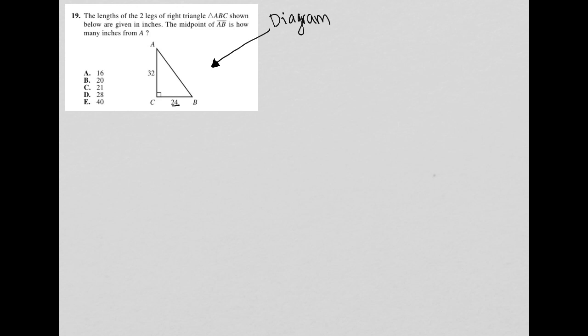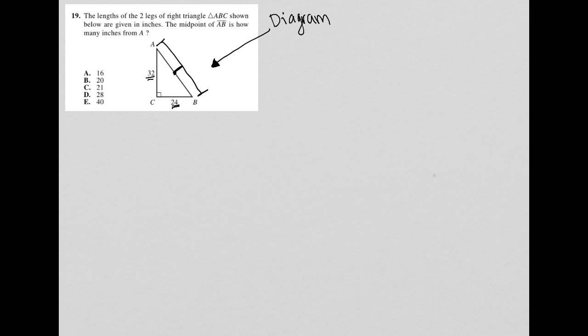So we see that, right? We see 24, we see 32. The midpoint of AB is how many inches from A? Well, the midpoint is roughly here. Don't know exactly where that is. But if I can figure out the length of AB, then I would know, right? The length from the midpoint to A is just half of that entire length.